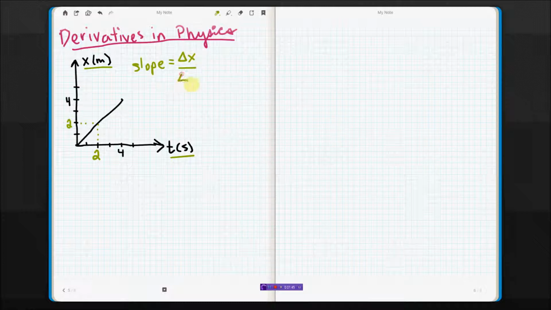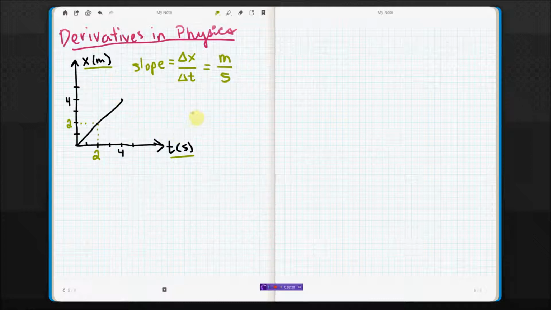divided by the change in time, which in this case, no matter what the numbers are, I'm going to have units of meters divided by units of seconds. Meters per second. Hopefully that will jog something in your memory. Meters per second is how we label speed. In fact, for a position versus time graph, the slope of the line is your speed at that time.